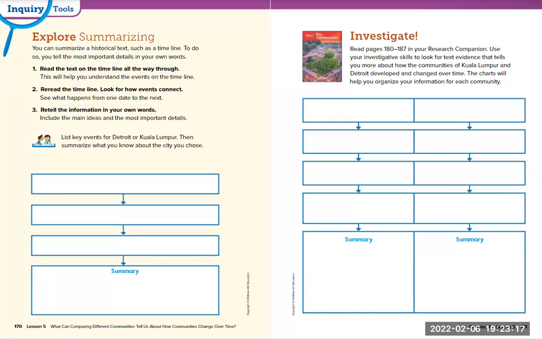So for me, I chose to write about Kuala Lumpur because I thought that that was a cool city to write about. And so something that I noticed from the details, one of the first details that I noticed was that it says how Kuala Lumpur was created by miners who were looking for tin. And I believe the year was 1857.